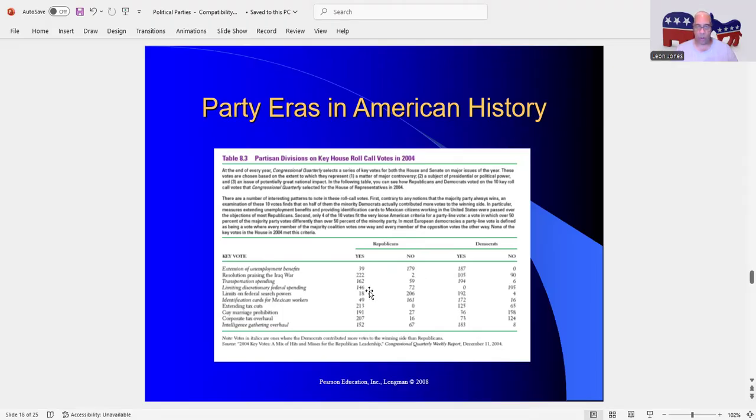Resolution for the Iraq war. Republicans, 222 yeses, 2 no's. Democrats were almost split. And then you have transportation spending. Well, both parties were pretty close. Then you have limiting discretionary federal spending. You know, the Democrats don't want any federal spending. Extending tax cuts. The Democrats really didn't want that either. Corporate tax overhaul. The Democrats, no, they didn't want it.